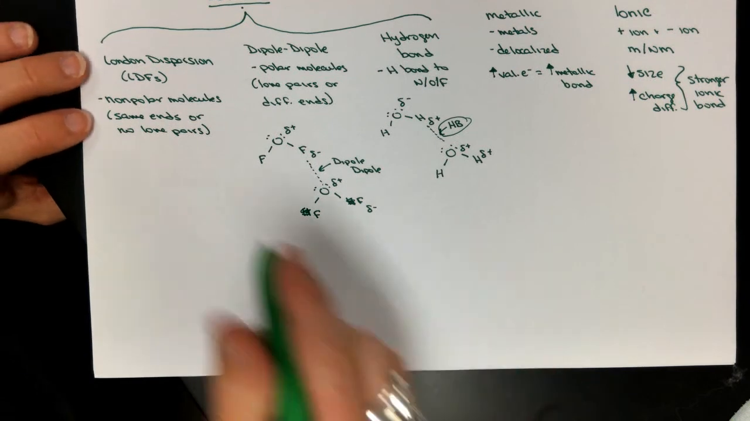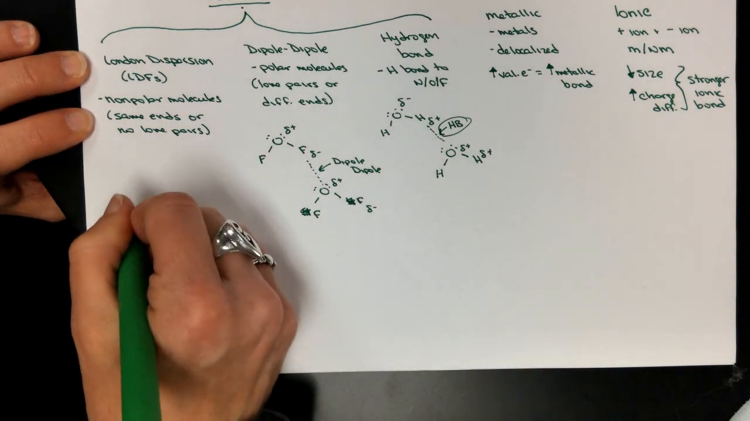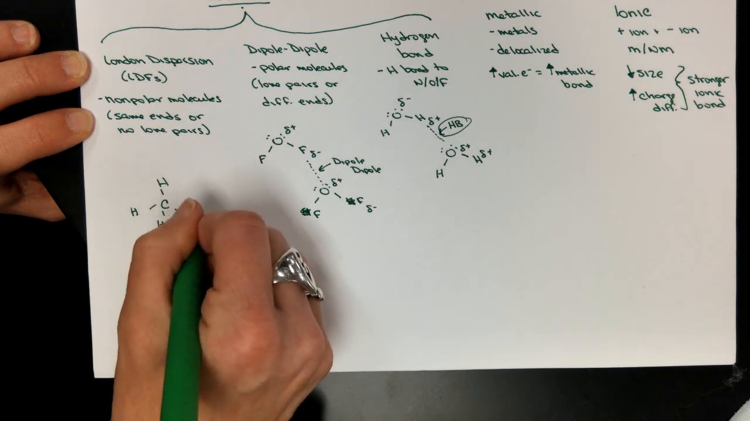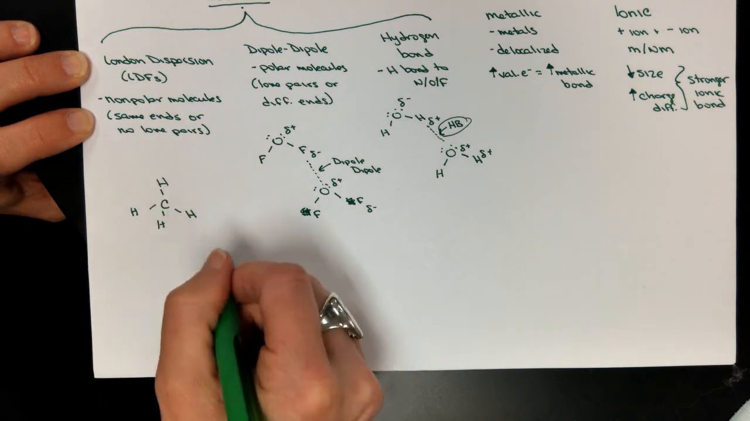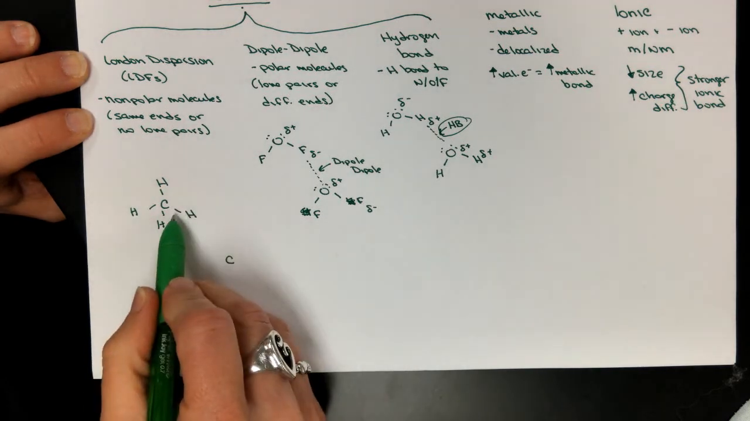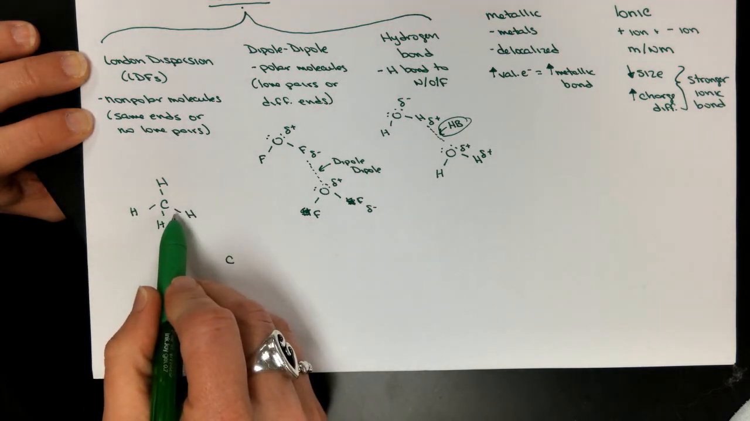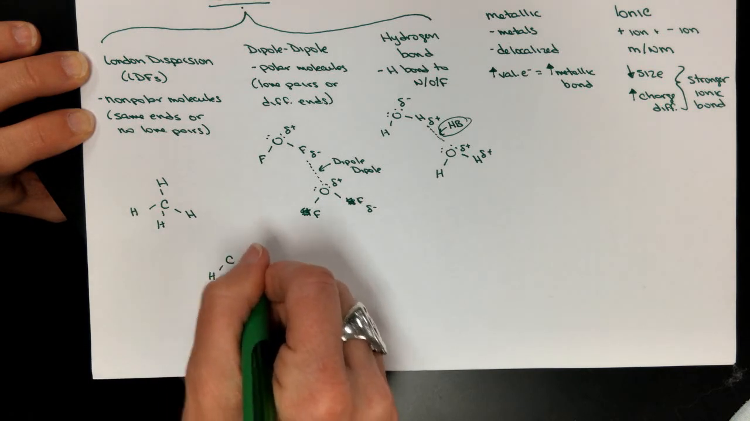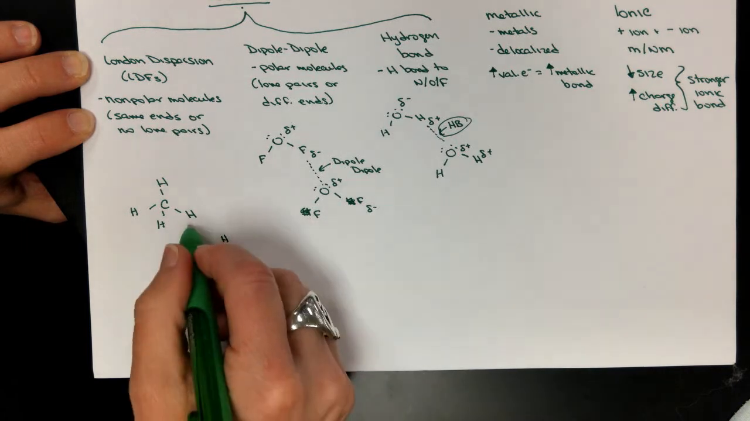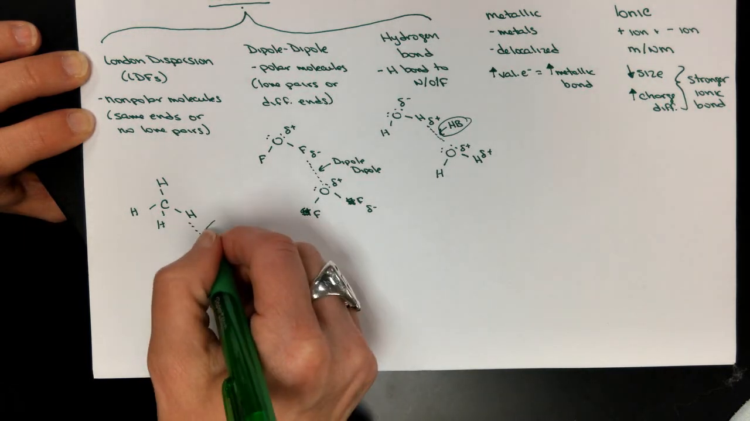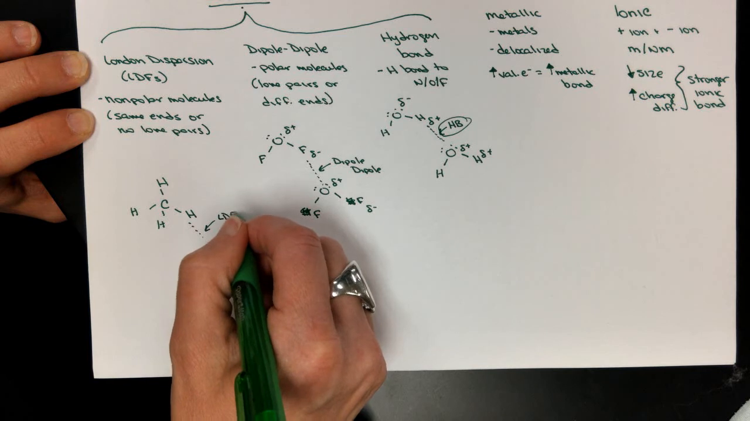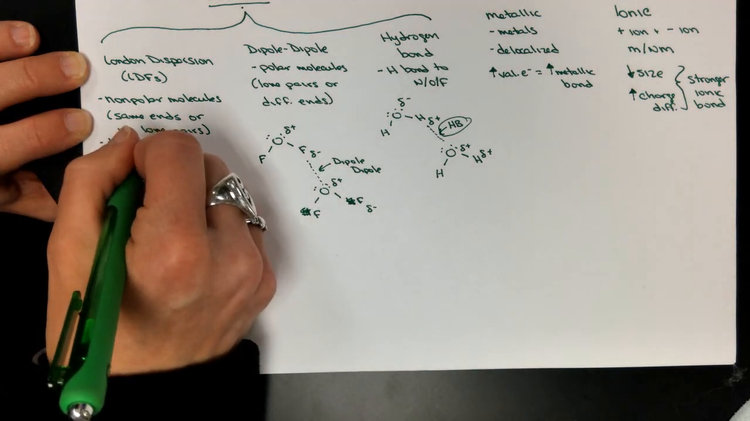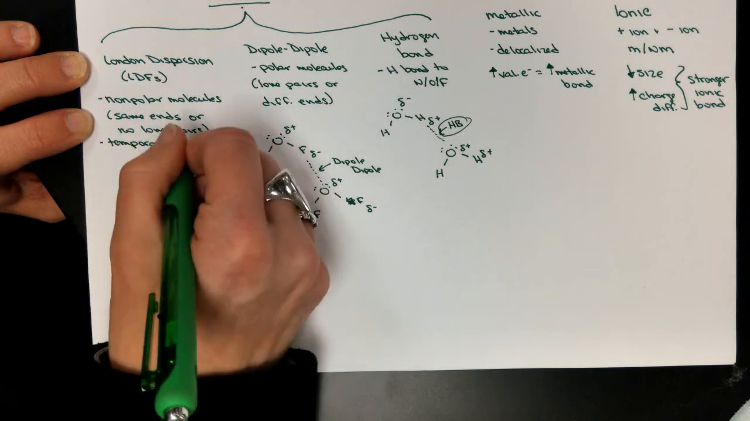So for something like methane, which looks like this, same ends all the way around. This is not our LDF because that is a nonpolar bond. We would have to draw another methane molecule, and the attractive force that exists between those is the LDF. Now remember, these are just temporary dipoles. That's why it's the weakest, because it's just temporary.